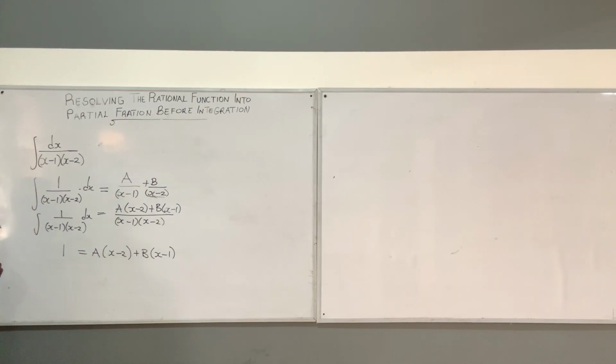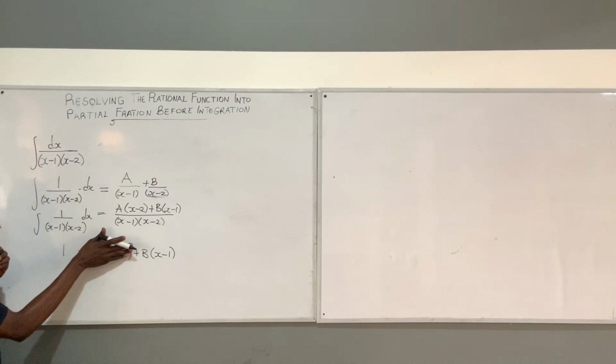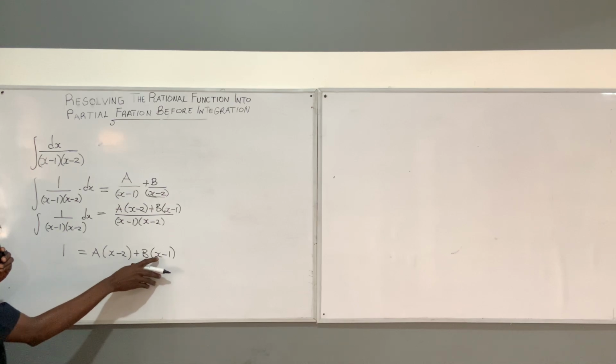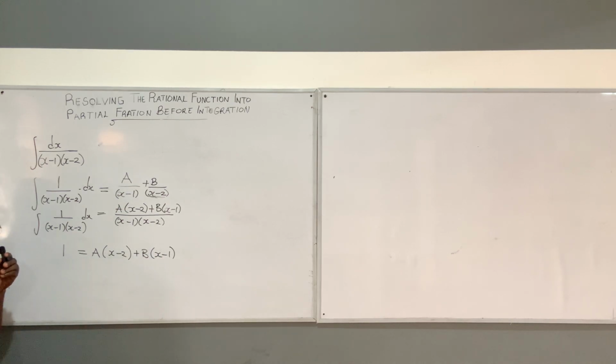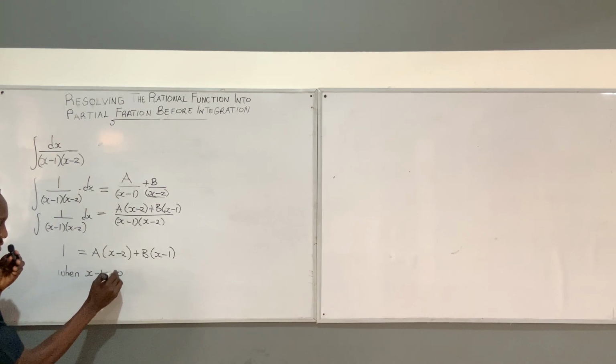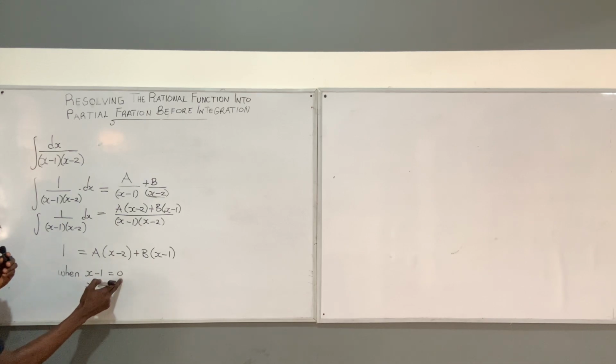Now let us cover up. When I cover here, we are left with A(x minus 2), and I can solve for A. When I cover here, we are left with B(x minus 1), and I can solve for B. How do I do that? To cover up, I say that when x minus 1 equals 0, make x the subject, x equals 1. Use this to cross.